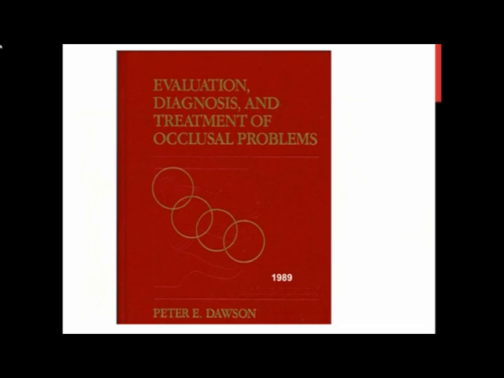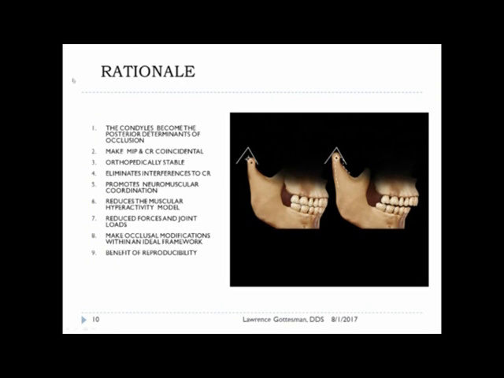Here's the book from 1989, Dr. Dawson's book. As I said, this now became a rationale for treatment that was discussed in many training programs. The Dawson Academy was one of them, the Pankey Institute. It's been talked about by other noted authorities in dentistry over the years, like Dr. Coyce or Dr. Spear. All have had something to say about the role of the position of the joint in relation to the teeth and occlusion.